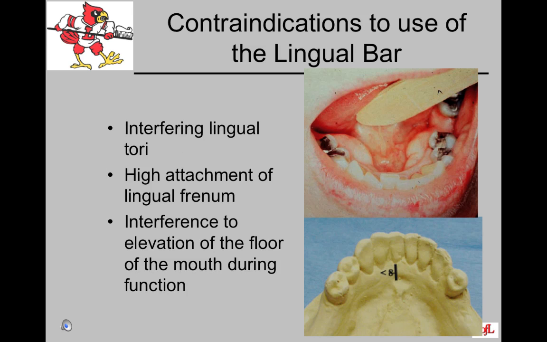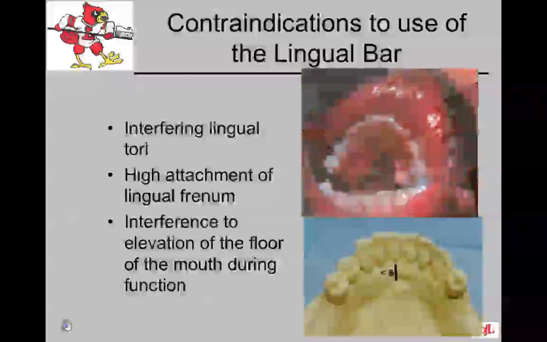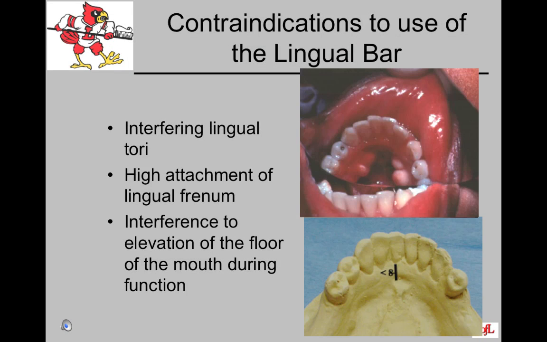There are some contraindications to the use of the lingual bar. If we have an interfering lingual tori, that would contraindicate it. There must be 8 millimeters of space above that torus, or we have to choose the lingual plate. If the partial denture is to have an extension base either on one side or both, where you get rotation of the framework around the fulcrum line during function, then the lingual tori will have to be removed before we proceed with the partial denture.